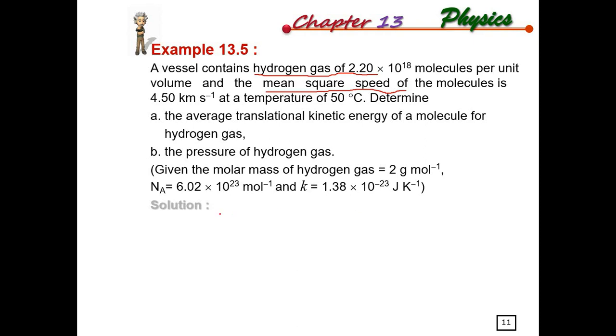In order to solve this question, we need to take out the information given in the question. N over V, the molecules per unit volume, equals 2.2 times 10 to the power of 18. The mean square velocity is 4.5 times 10 to the power of 3 meter per second, and the temperature here is 323.15 Kelvin. It is given in degrees Celsius, 50 degrees Celsius, so we need to add 273.15 in order to get the temperature in Kelvin.